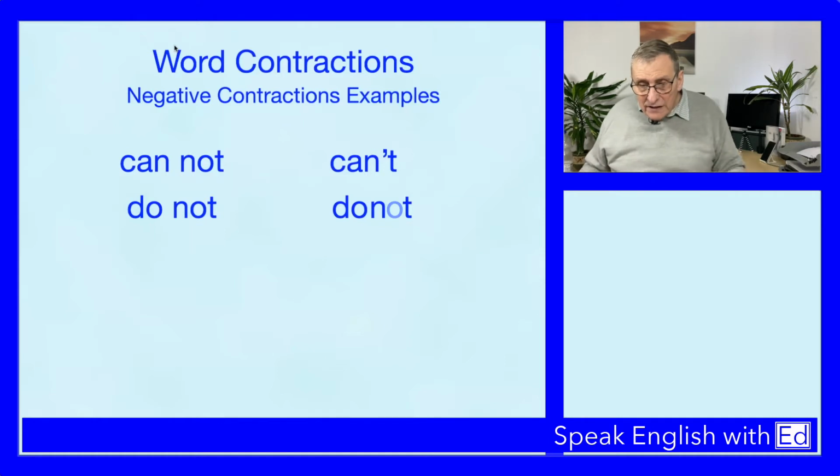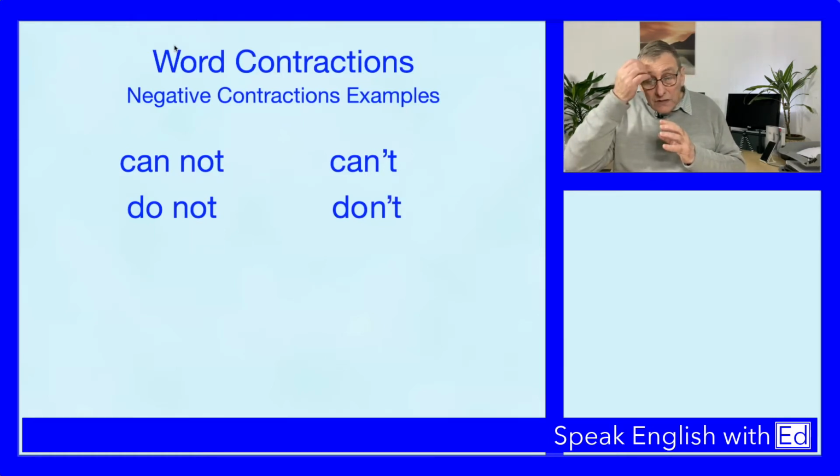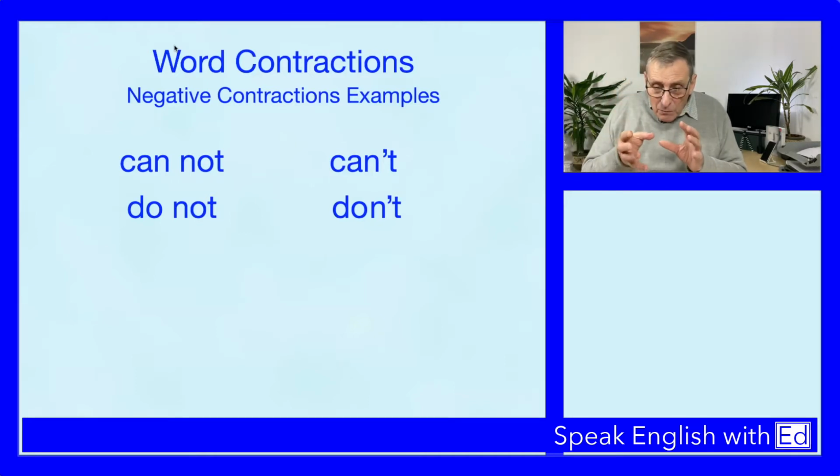So to do that, we've got to get rid of the O, because we've still got the N in don't. It puts the apostrophe in and it brings the T together. So we've got don't. But it's the O that we get rid of. We've still got the N. So don't. Okay? Do not to don't.